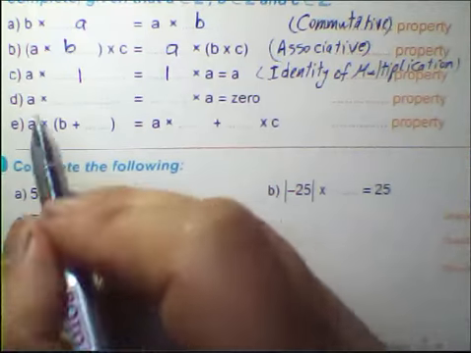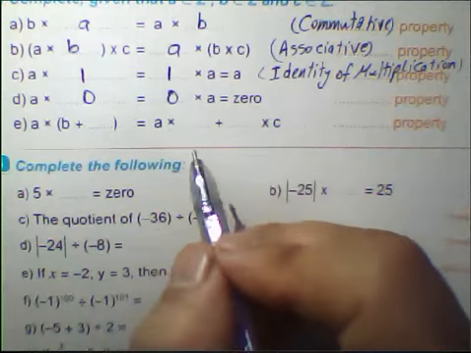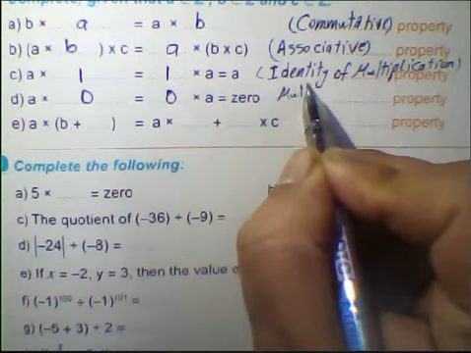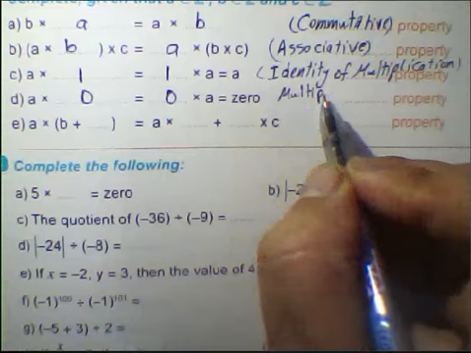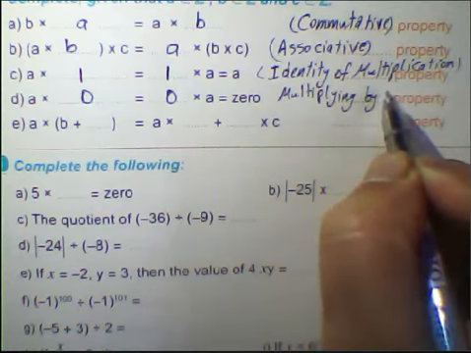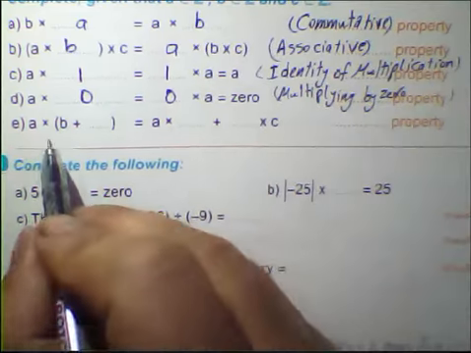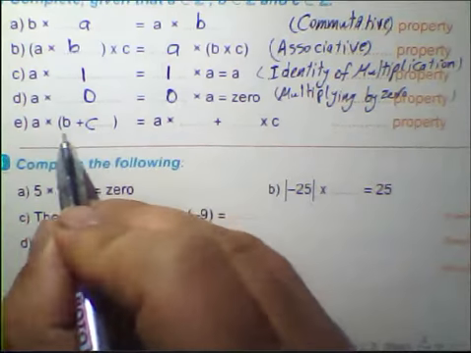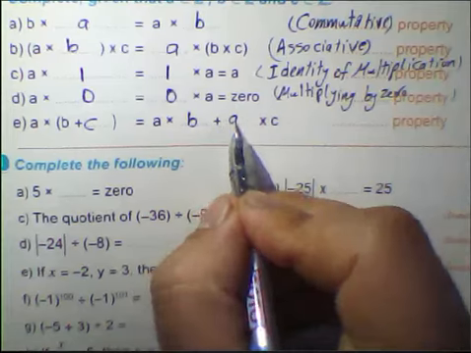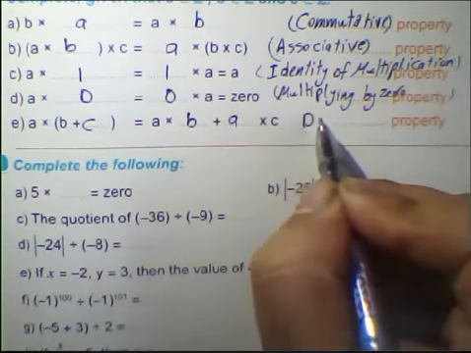A multiply 0 equal 0 multiply A equal 0. Multiplying by 0. A multiply B plus C equal A multiply B plus A multiply C. Closed distributive property.